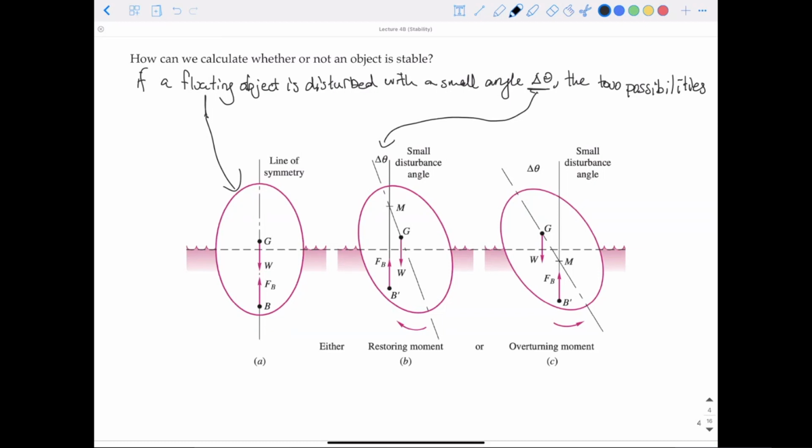We could have one where a restoring moment is generated, which means that the center of buoyancy moves in such a way that the moment created between the weight and the buoyant force wants to bring it back to the position before it was disturbed. Or we could have an overturning moment. In that case, maybe the center of buoyancy does not move enough, and the moment created from the weight of the object and the center of buoyancy makes it unstable, and it wants to increase that angle delta theta. So figure B would be stable.